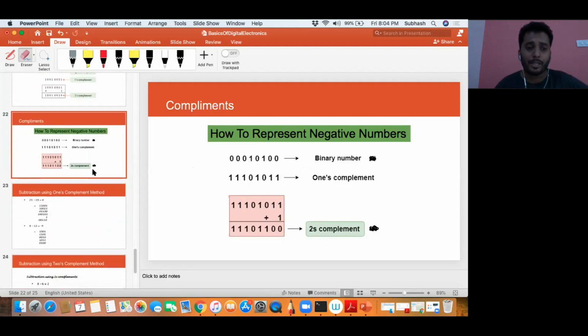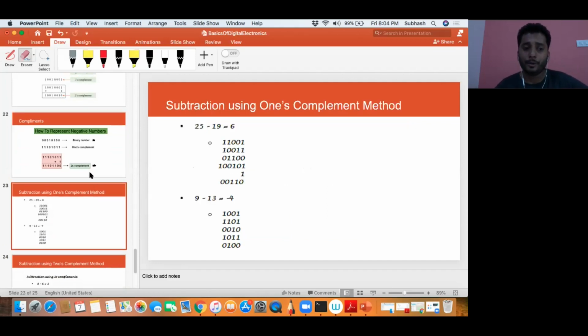What does the next slide say? Very important slide, very important. You have to listen to it carefully. So what am I doing? I am now doing subtraction using the ones complement method. How do I do subtraction using the ones complement method? This is a very important topic.